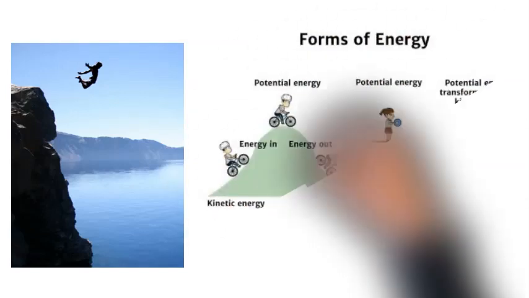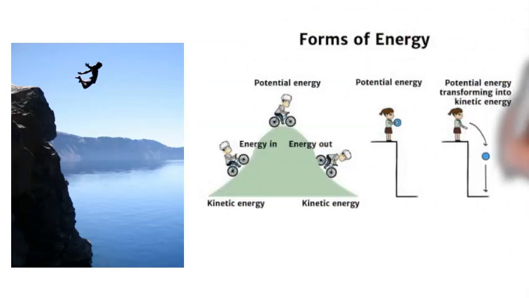There are two main types of potential energy: gravitational potential energy and elastic potential energy. Kinetic energy is the energy stored in moving objects. Stationary objects have no kinetic energy.